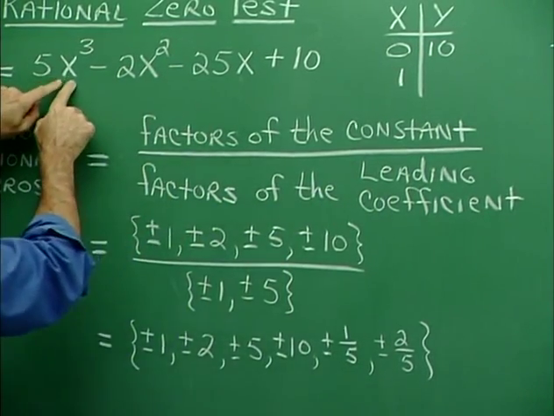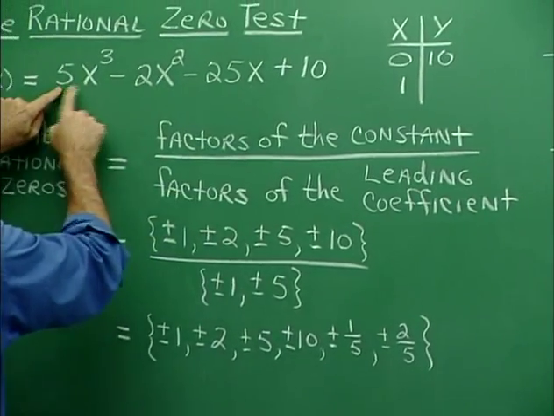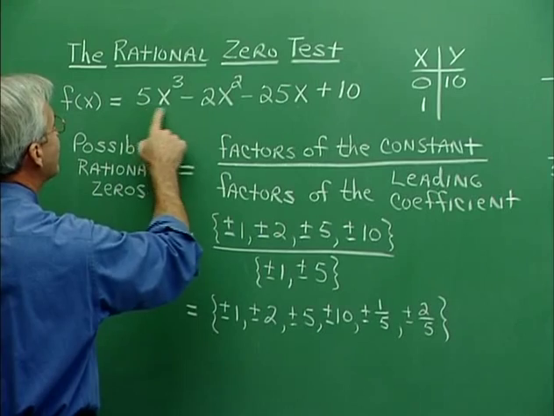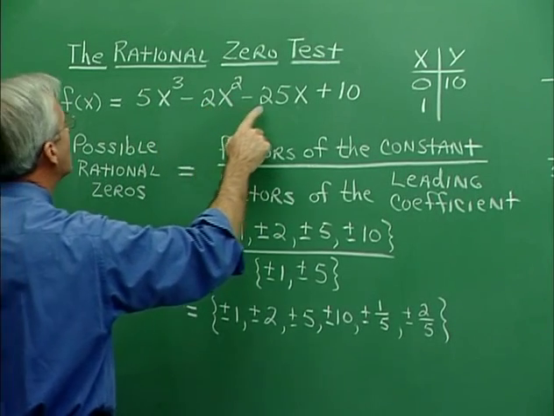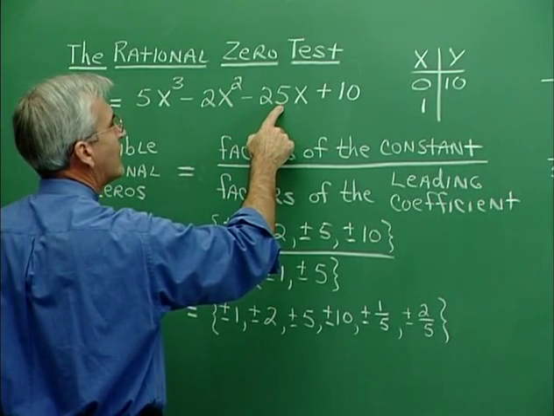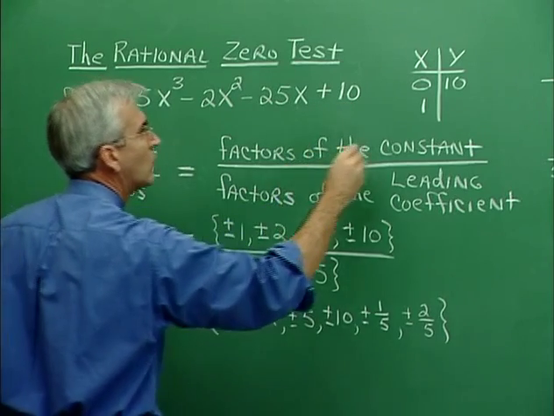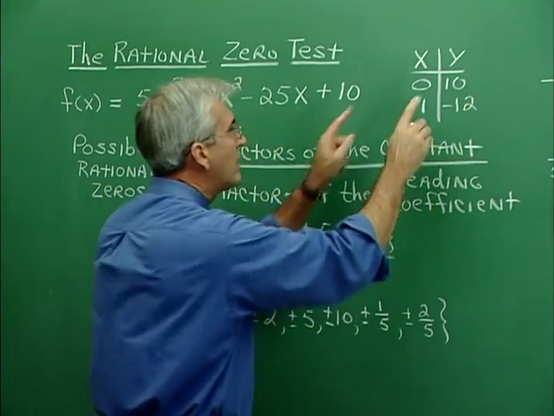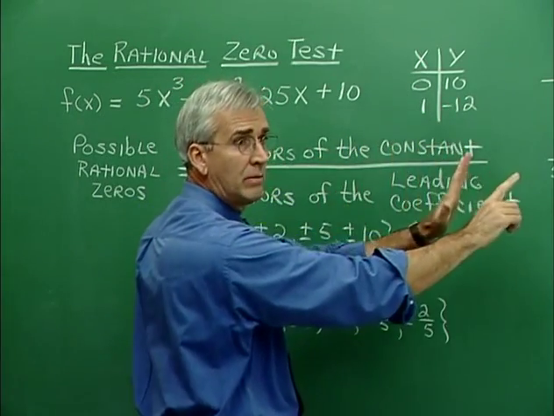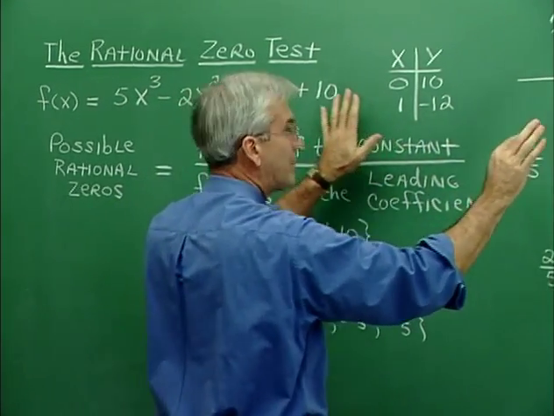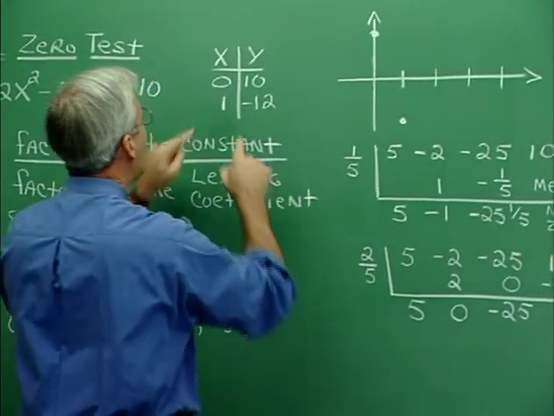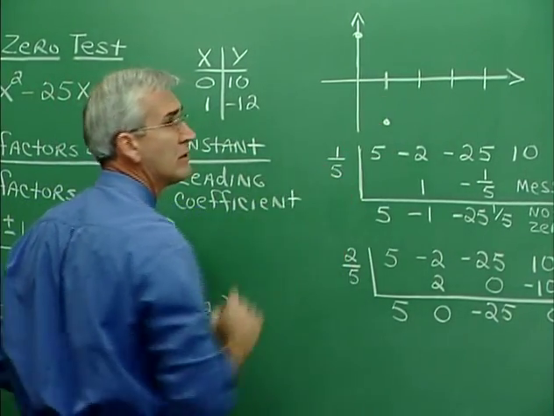If x is 1, then we have 5 minus 2 minus 25 plus 10. Let's see, 5 minus 2 is 3, 3 minus 25 is negative 22, plus 10 is negative 12. So when x is 1, y is negative 12. Let's put these points onto a coordinate plane. Now, just relatively speaking, 0 goes to 10 is just up here somewhere, and 1, negative 12, is down here somewhere.